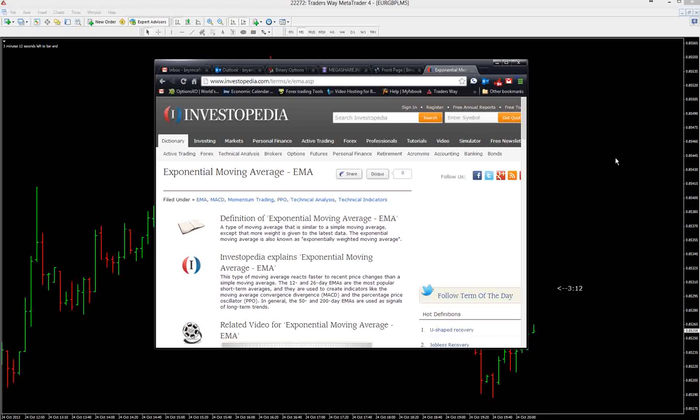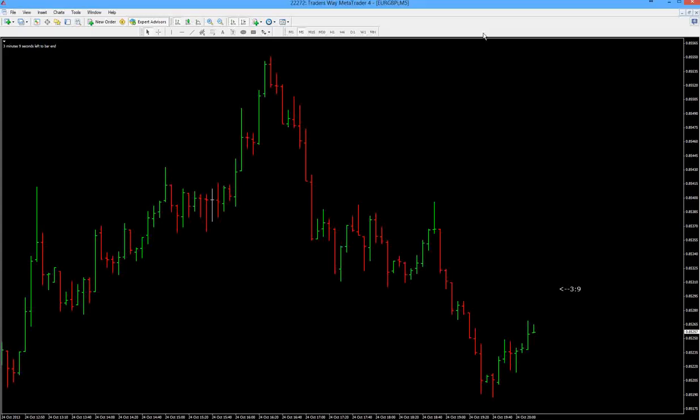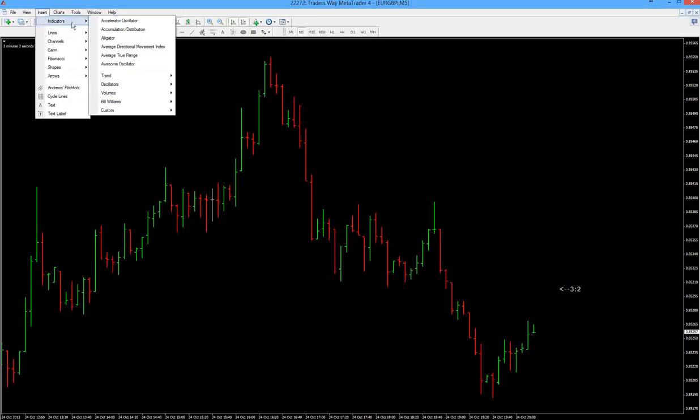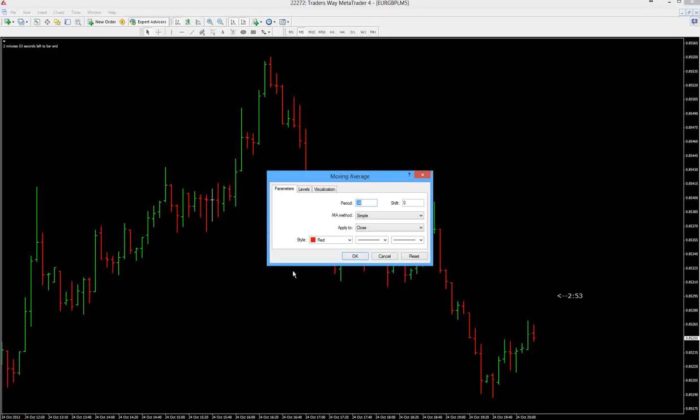So let's take a look. How do you add them on? And we'll take a look at how they react to the charts. To add an EMA onto the chart, you're going to go into Insert, Indicators, Trend, and it says Moving Average, but I'll show you how to make it an EMA. So we do Moving Average, MA right here, Parameters tab first, period 14, shift 0, MA method. We always want to switch that to exponential.